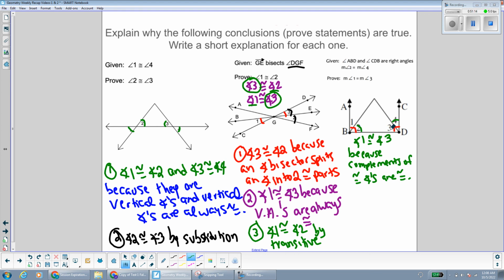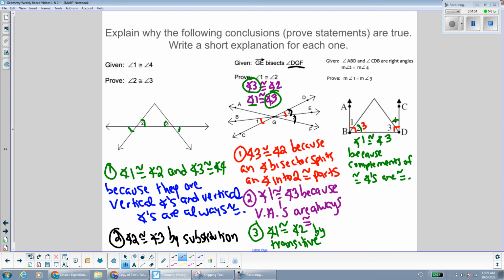To illustrate it with numbers, let's just say that 2 is 30 degrees. That makes 4 30 degrees as well, since they're congruent. Angle 1 has no choice but to be 60, and angle 3 has no choice but to be 60. So we see that what we said is true. Angle 1 and angle 3 are congruent to each other because they're both complementary to congruent angles. So they have no choice but to be the same as each other, so they could be 90 degrees with the other angle.